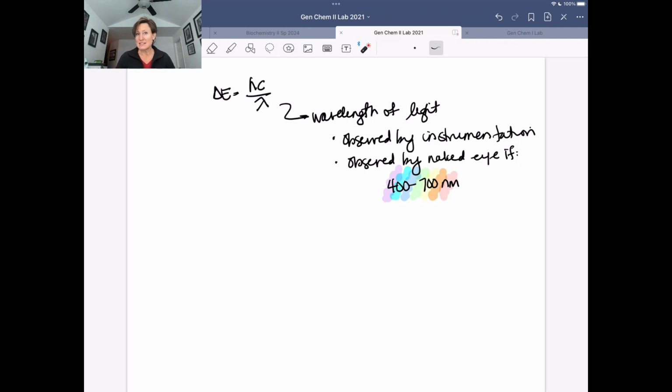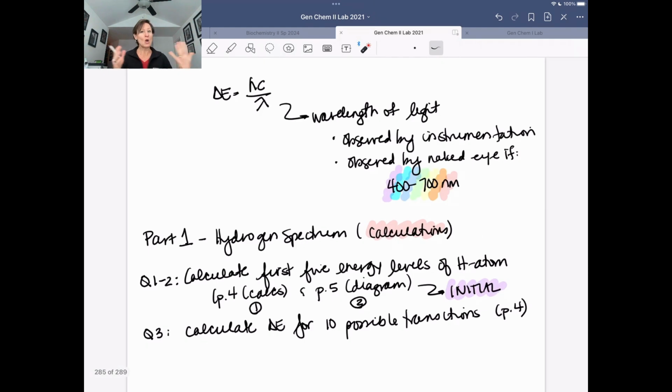Now, one of the interesting things that we'll see in today's lab is those wavelengths of light oftentimes can be determined by instrumentation or instrument methods, but sometimes we actually might be able to use this instrument, our naked eye, if the wavelengths of light fall between 400 and 700 nanometers, which is the visible spectrum. Okay, so all the colors that we see correspond to a very narrow range of what we call the electromagnetic spectrum.